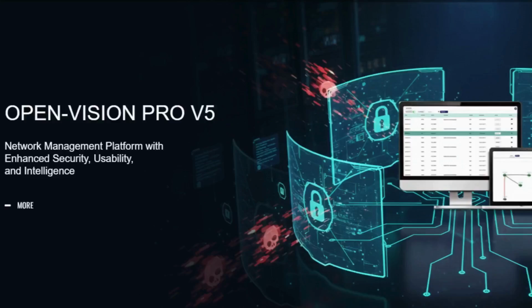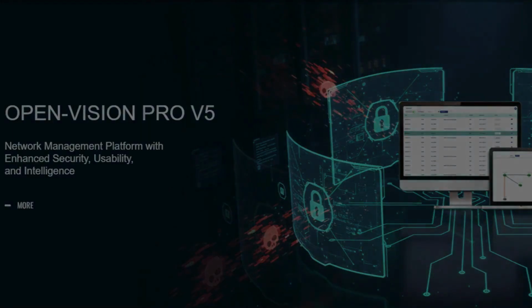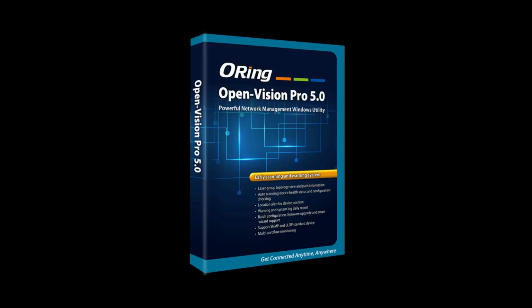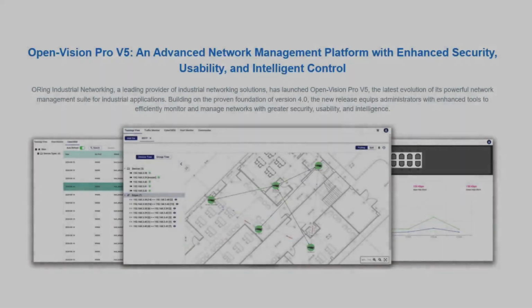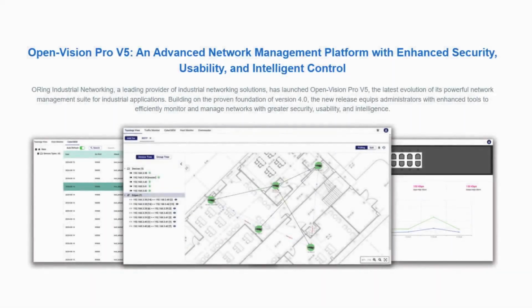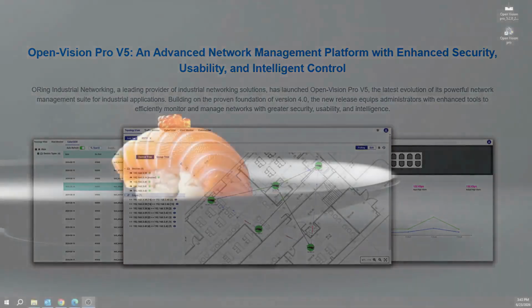Hi, in this video, we're going to demonstrate how OpenVision Pro works and how to configure it. OpenVision Pro is a centralized network management software that allows users to monitor, configure, and manage multiple network devices from a single platform. It helps simplify network administration by providing device discovery, topology visualization, alarm management, performance monitoring, and remote configuration capabilities.